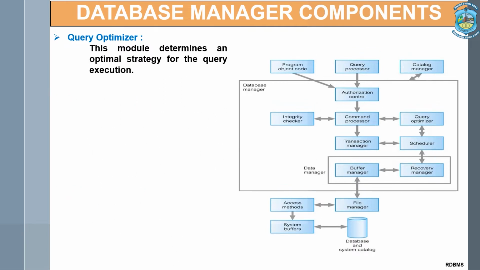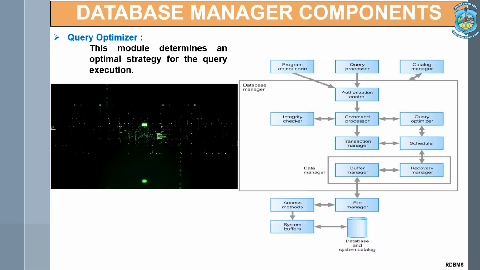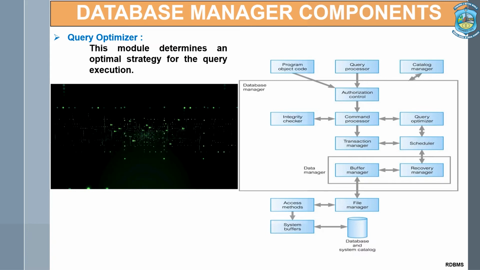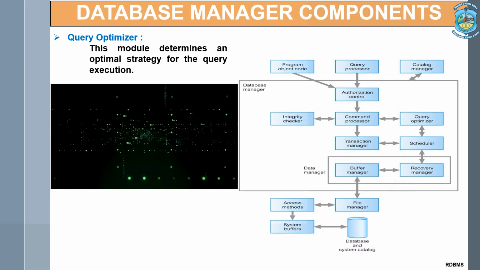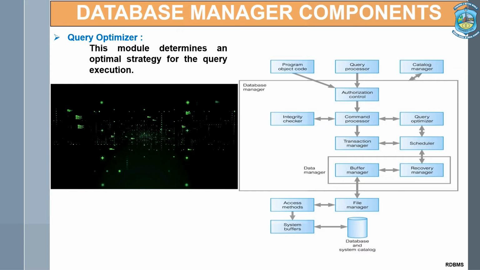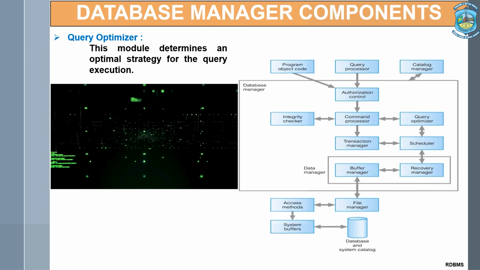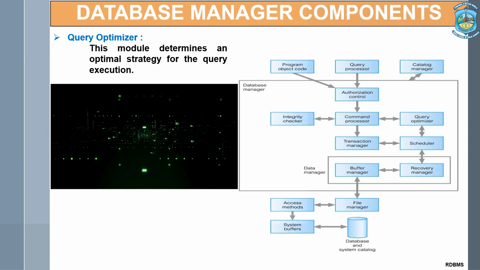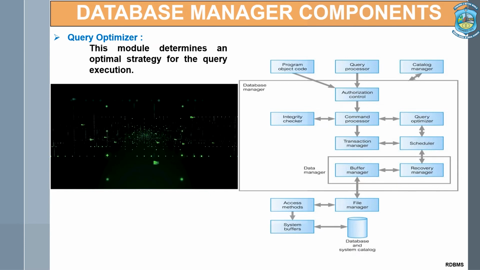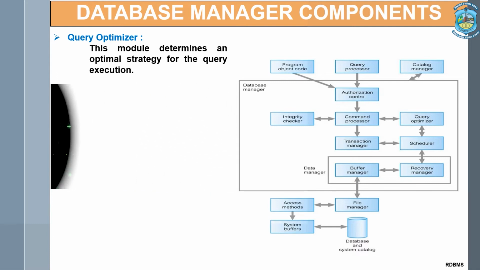Then the query optimizer. This module determines an optimal strategy for the query execution. If you have given a big query or a very complex query, then it should be processed in a very small amount of time. The query optimizer makes sure that the query is properly evaluated and also the time required to process a query is less, so that we can retrieve the data faster.